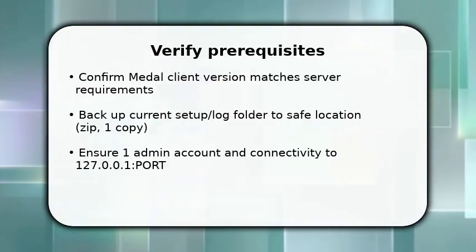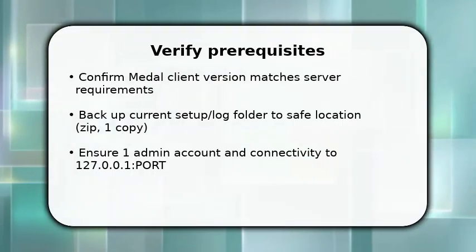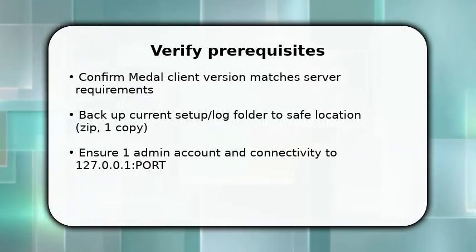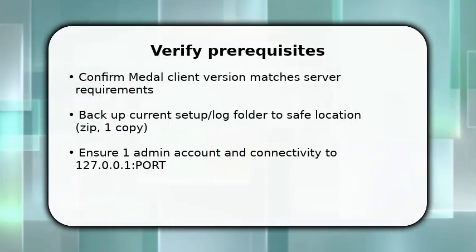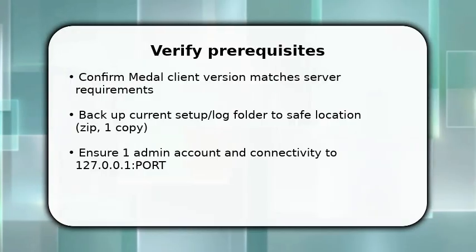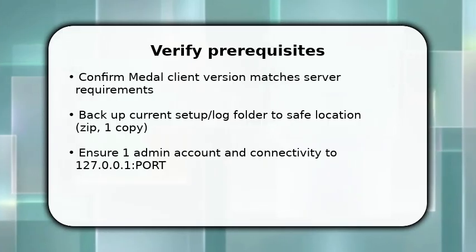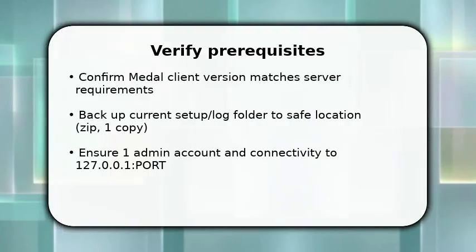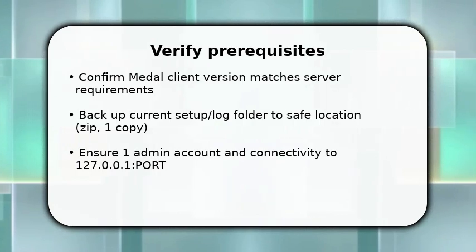You begin by checking prerequisites and taking immediate action. Confirm the Metal client matches the server build and back up the setup and log folder now. Once done, make sure you have an administrator account and local connectivity to 127.0.0.1 at the correct port so permissions won't block writes. You'll avoid wasted troubleshooting later. You're preparing the environment deliberately, so the next steps actually change the log, instead of chasing faults.